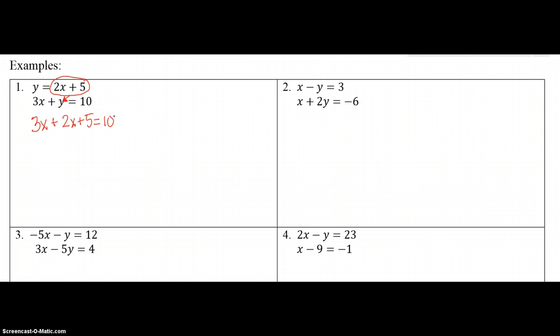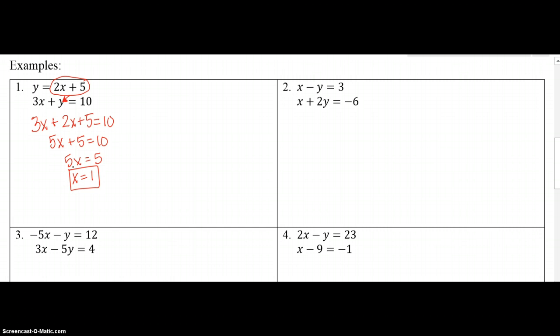Why did I do that? What just happened? We went from having an x and a y to just having an x, okay? And that means that we can actually solve for x. We can get x by itself now. So combine like terms. We get 5x plus 5 equals 10. If we subtract 5 from both sides, we get 5. And if we divide, we get x equals 1.